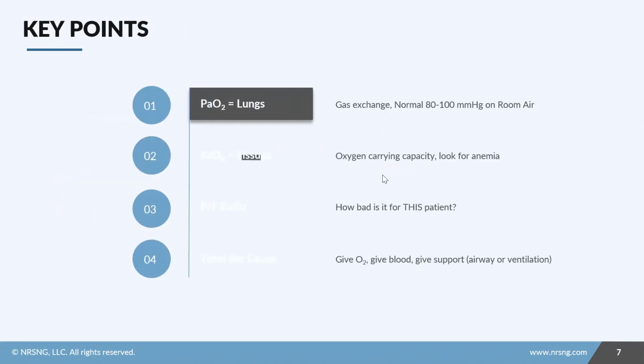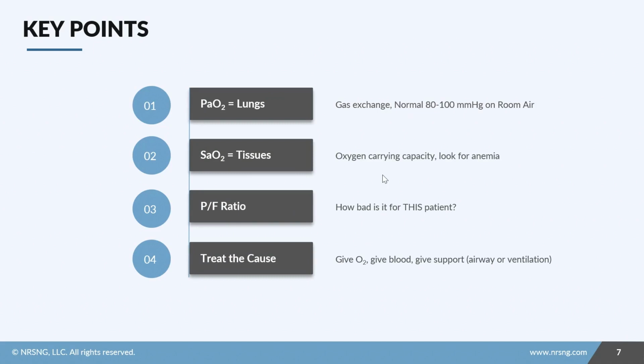Okay. All right, let's recap. The PaO2, or the partial pressure of oxygen dissolved in arterial blood, gives us a good picture of the ability of the lungs to perform gas exchange and to get oxygen into the arterial blood. Normal value is 80 to 100 on room air. The SaO2, or the arterial oxygen saturation, tells us how much of the hemoglobin is saturated with oxygen and therefore gives us an idea of our capacity to carry oxygen to our tissues.